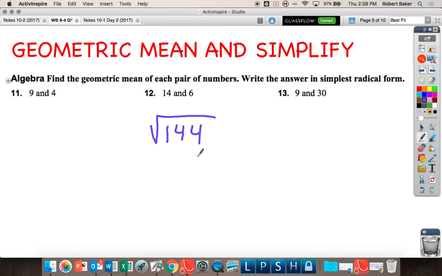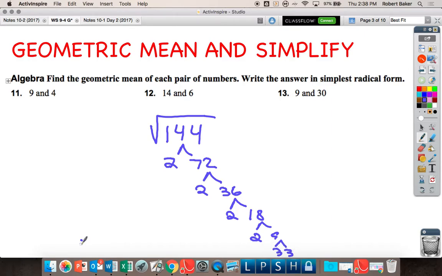Don't be smart. 2, right? 2 and 2 and 72. There you go. Look at that. That's great. Look at all those numbers.